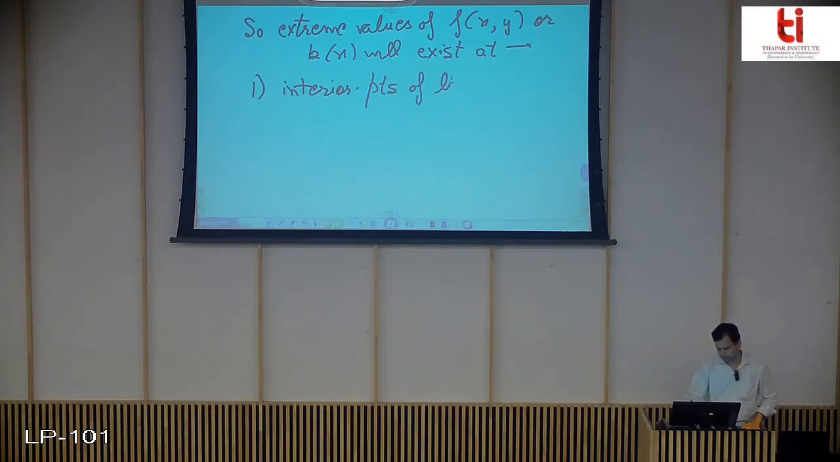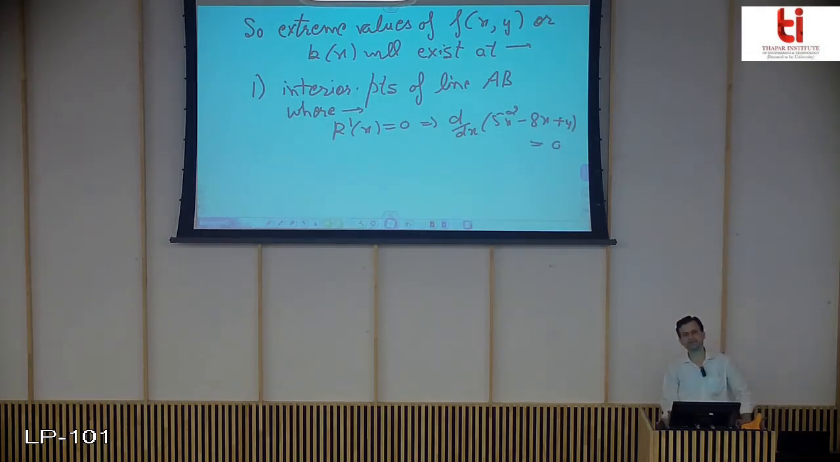interior points of line AB, where k dash x equals 0, which implies d/dx of 5x square minus 8x plus 4 equals 0. I am simply taking the derivative equals to 0 because you can see the derivative is defined for all x. So the only critical points where it can have maxima or minima is the value where the derivative is 0. So this gives you 10x minus 8 equals to 0. So x is 4 upon 5.